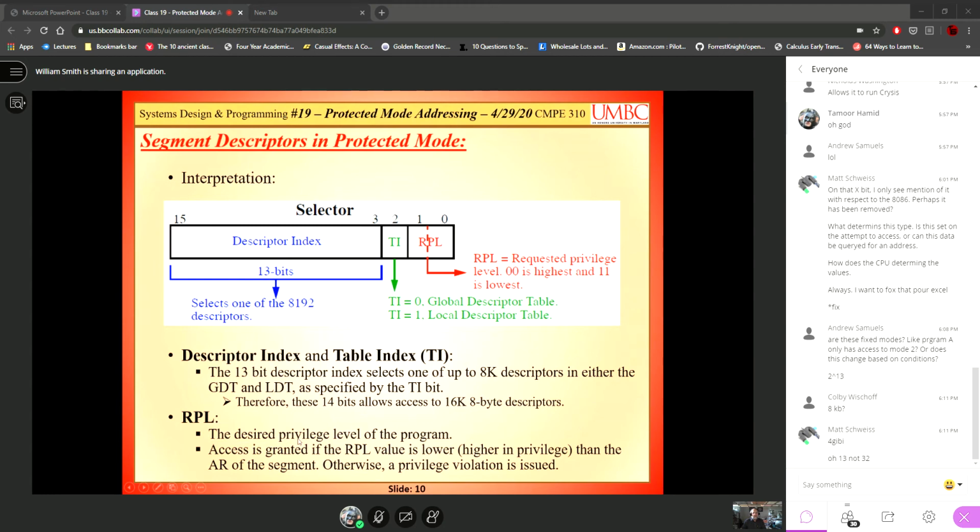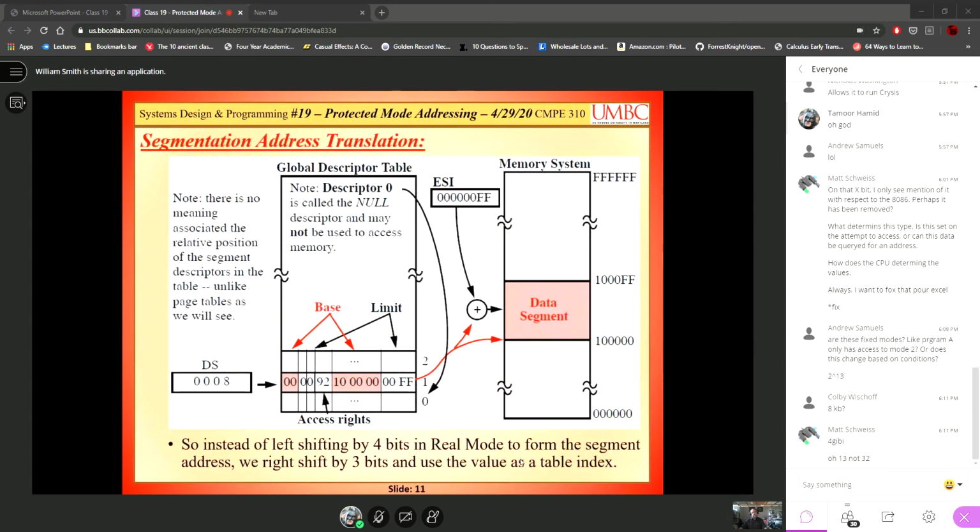RPL, this is the protection level, the desired privilege level of the program. Access is granted if the RPL value is higher in privilege than the AR of the segment. Otherwise, a privilege violation is issued. So what's happening is the program tries to get to a protected level it's not supposed to reach. Then you'll probably get a fault, and you probably won't get the data at that location.